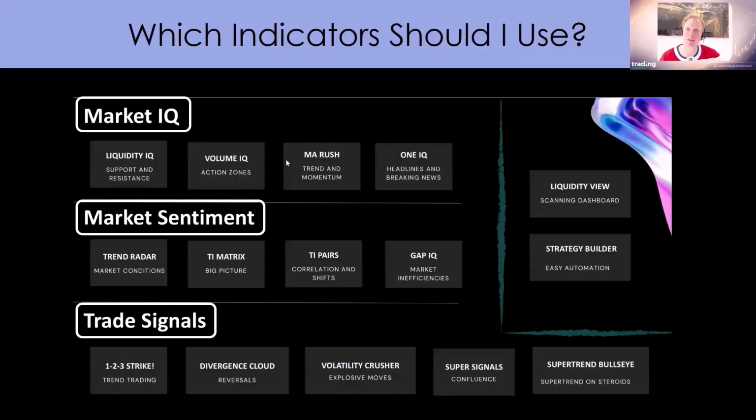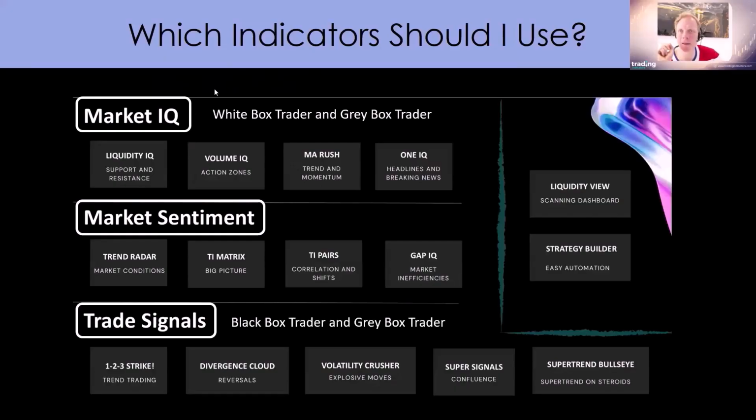So I believe if you are a white box trader or like a gray box trader, then the market IQ indicators should be your primary indicators on your chart. Liquidity IQ for key support and resistance levels, volume IQ for action zones and the volume profile, MA rush for trend, and 1IQ for confluence of these indicators.